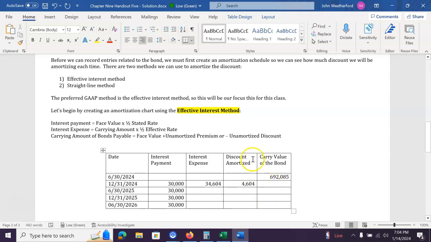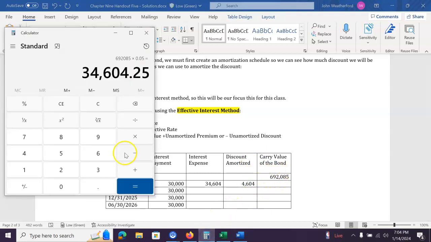All right, and then that amortization of the discount will be added to the carrying value. So we've got $4,519 plus $692,085, and that gives us $696,604.